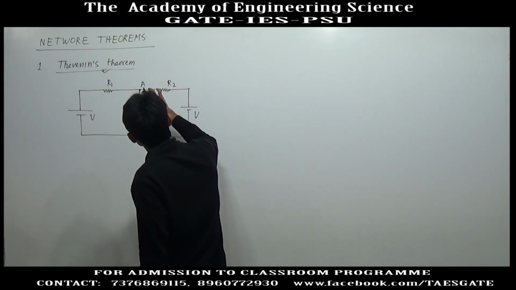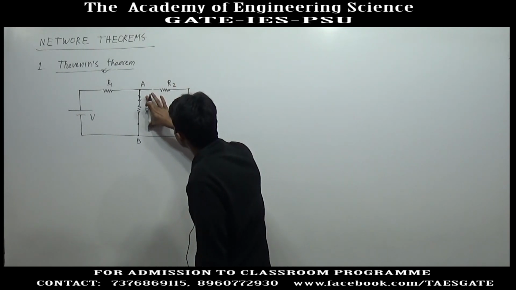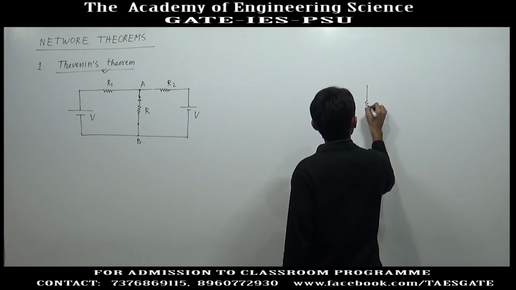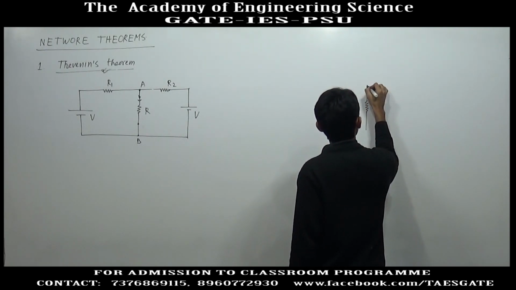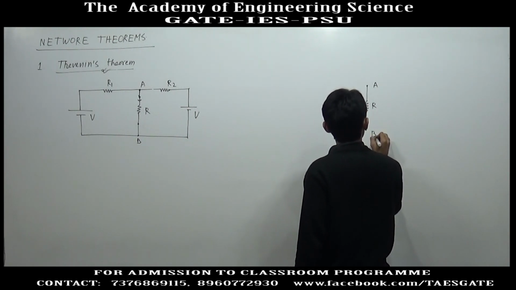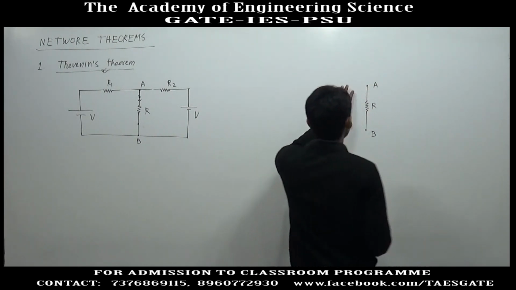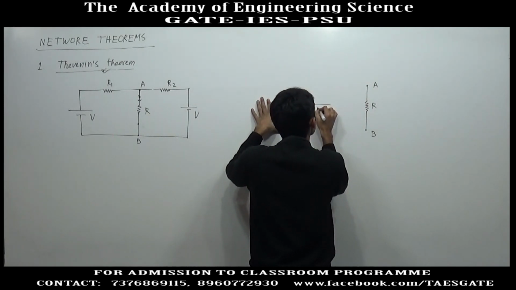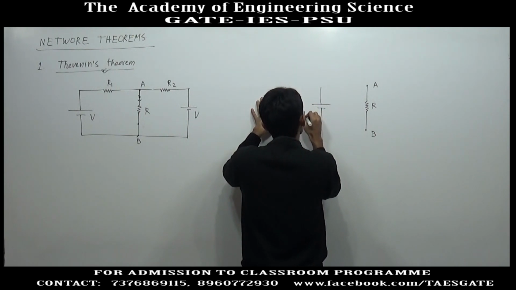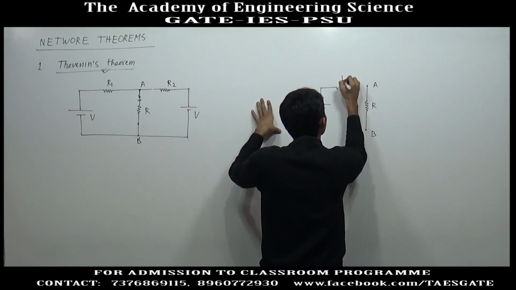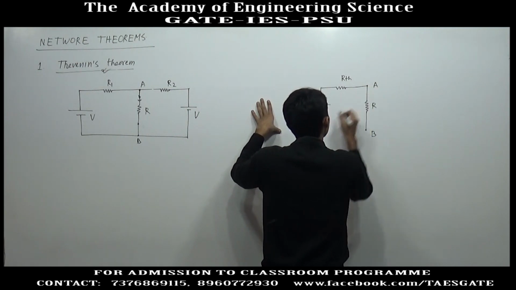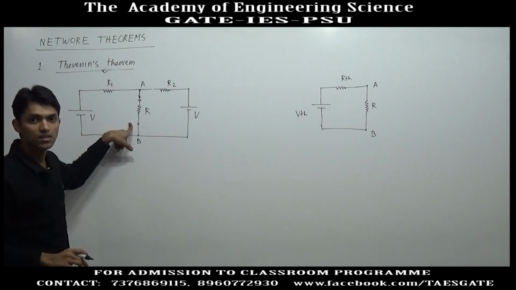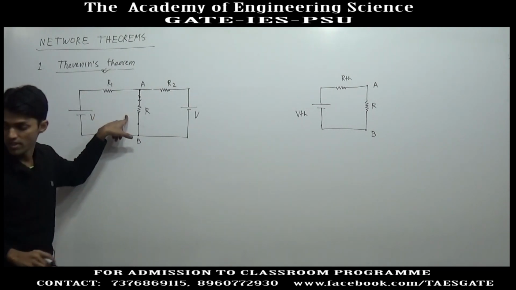Not inside A and B, the outside A and B. So inside A and B the circuit will be same. So first I am drawing R, this point is A, this point is B. Now what will connect A and B? To connect A and B we will have one voltage source, that is called VTH, and resistance RTH, and all are connected in series. Now VTH will be open circuited voltage about terminal A and B. So we will open circuit it.